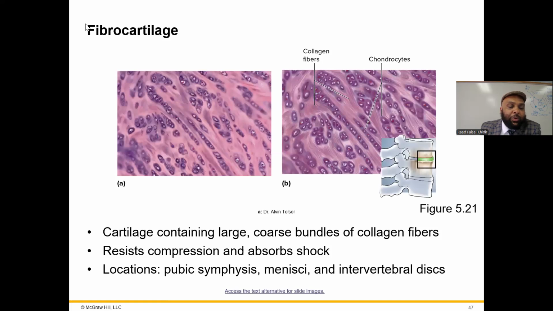You have a mixture between fibrous tissue and cartilage known as fibrocartilage. It contains large, coarse bundles of collagen fibers, resists compression, and absorbs shock. The locations are the pubic symphysis, the menisci, and the intervertebral disc.